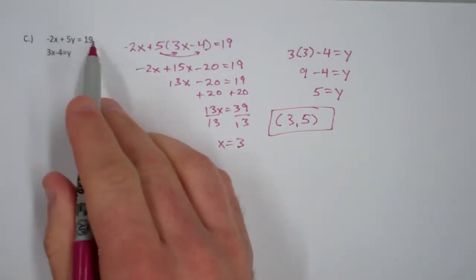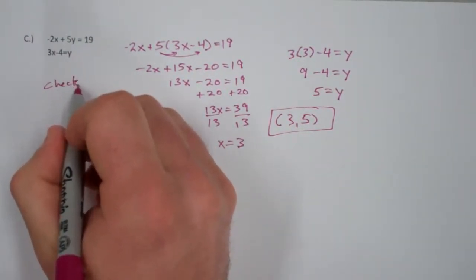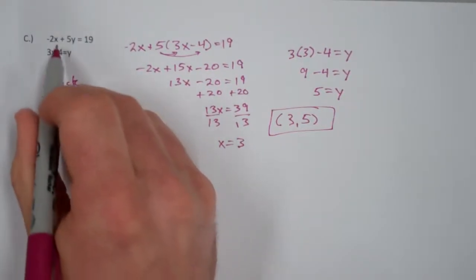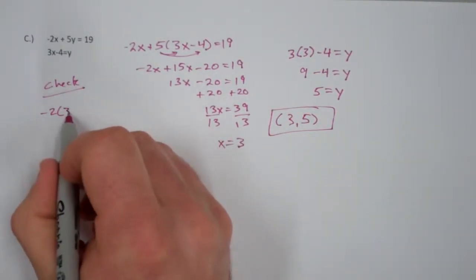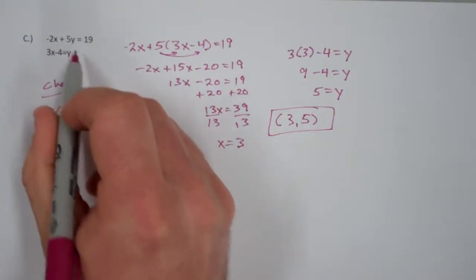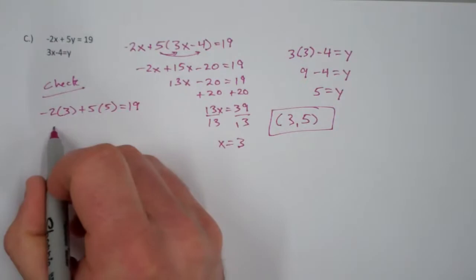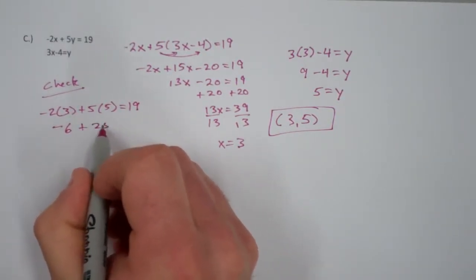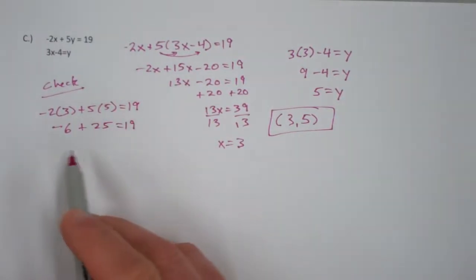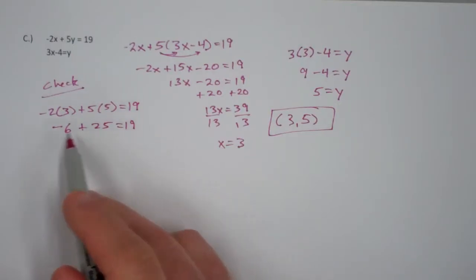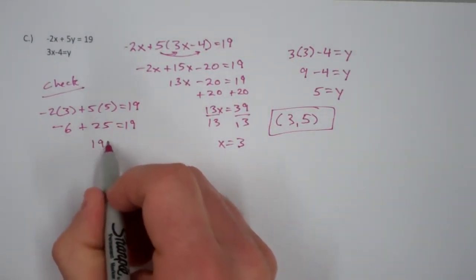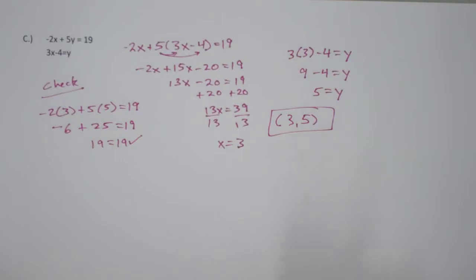Let's use the other equation we didn't just use for our check. So we've got negative 2x, x is 3, y is 5. So we've got negative 6 here plus 25 should be 19. Negative 6 plus 25 is the same as 25 minus 6, and that's 19. This one's checked and good to go.